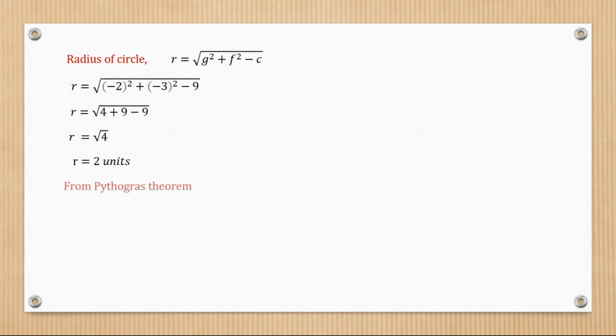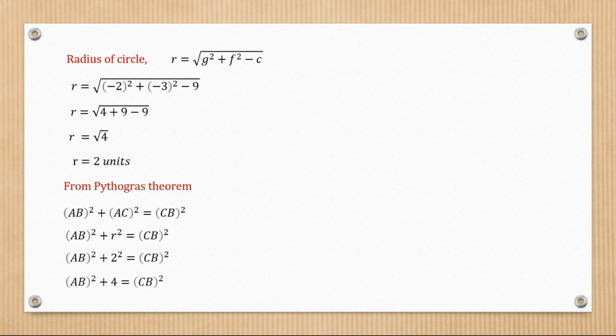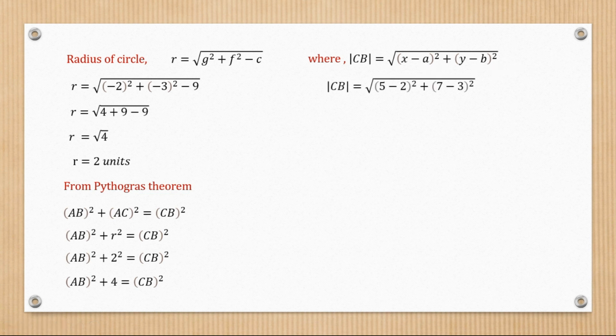So now that we know the coordinates of the center, we can solve from Pythagoras theorem. AB squared plus AC squared shall be equal to CB squared. Now we remember that AC is represented by the radius, so we shall have 2 squared, which is 4. Now we can first solve for CB. So remember how we found CB. We shall have the coordinates of the point that was given minus the coordinates of the center from this formula. So we shall have 5 minus 2 squared plus 7 minus 3 squared, of which CB shall be equal to root of 25, so CB is 5 units.